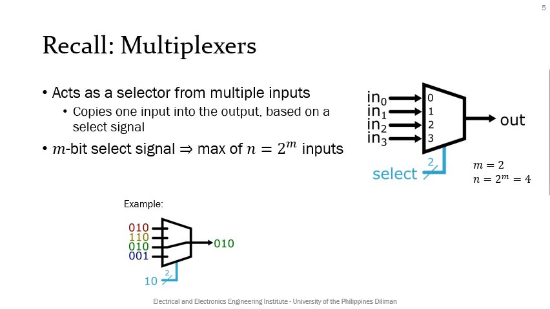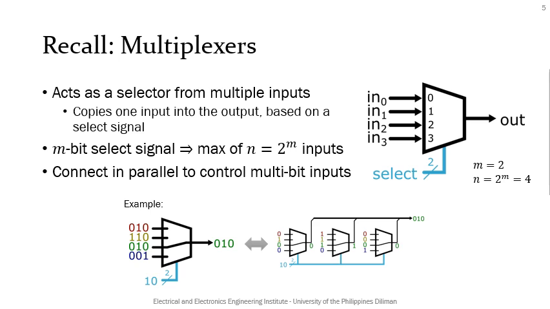If we want to support input and outputs that are more than 1 bit wide, for example, 3 bits wide as shown, then we need to connect 3 1-bit multiplexers in parallel with the select signals shorted. Note that the number of bits of the select signal simply depend on the number of options and not on the width of the inputs.